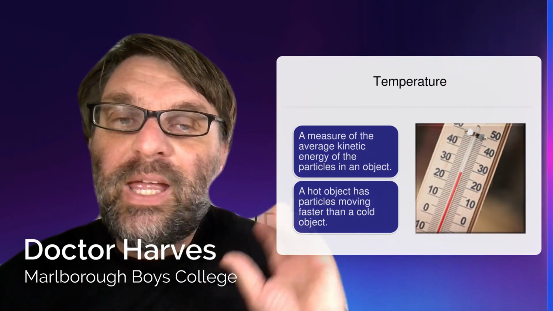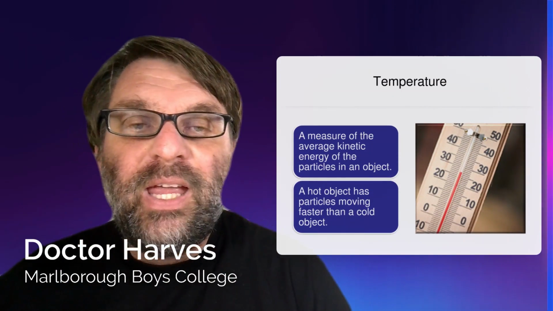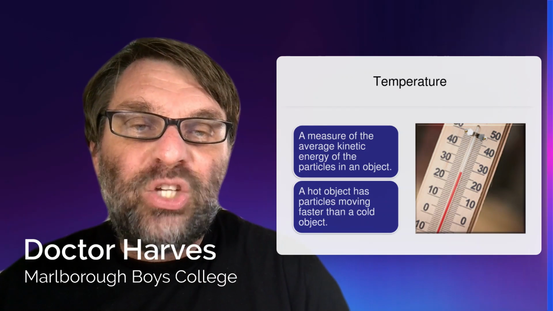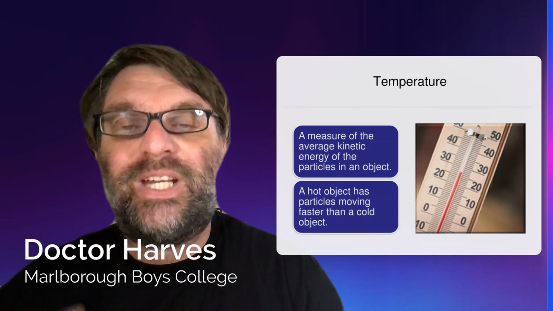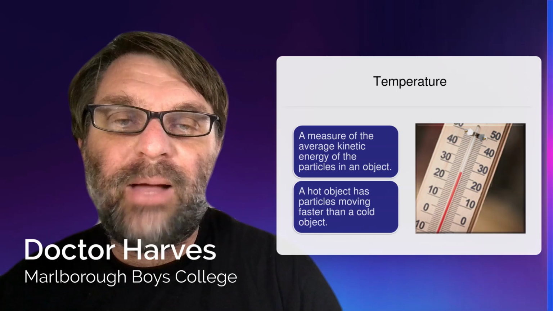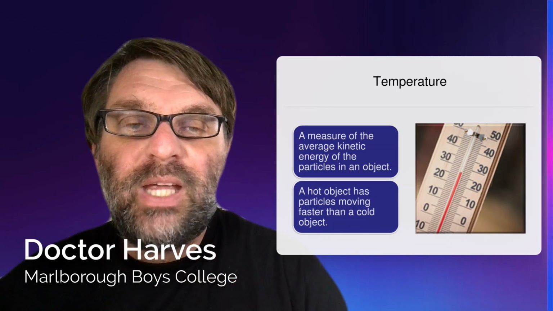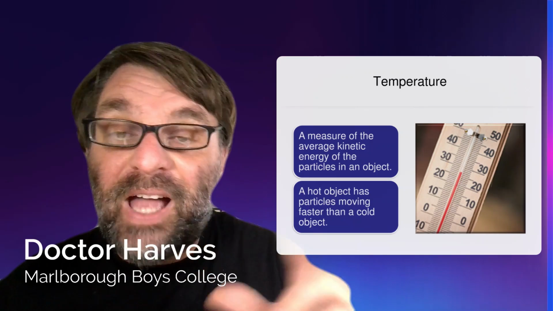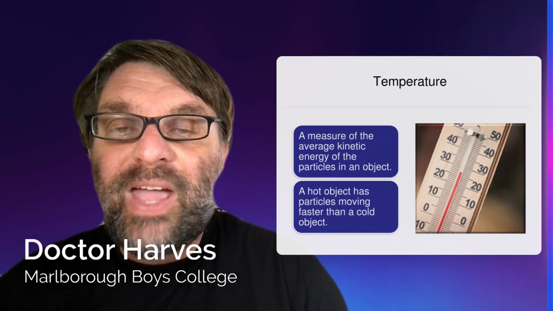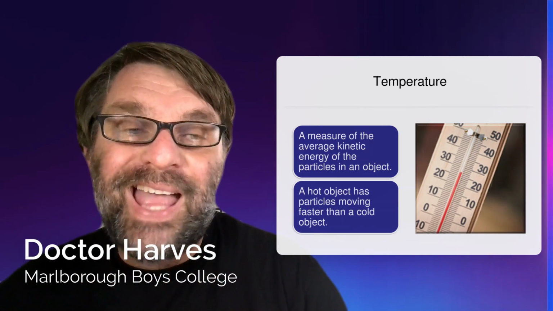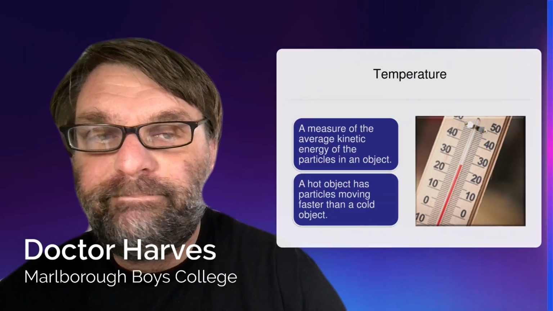So temperature is, as we just said in the last slide, a measure of the average kinetic energy of particles in an object, how fast those particles are moving. So, as it says there, a hot object has more particles moving faster because it has more kinetic energy than a cold object, therefore it has a higher temperature.